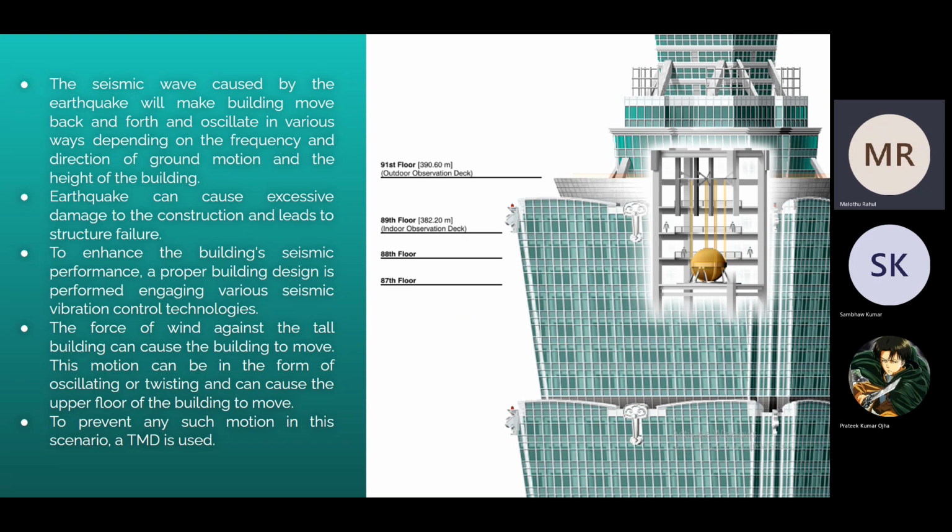Not only for the earthquake problem, but sometimes due to very large wind flow, especially on the top floors of tall buildings, this wind flow will make the building move, which is not preferable in real life situations. So even in this case, we use a tuned mass damper to tackle this problem. Now my friend Pratik Kumar Oja will take on with the next slide.